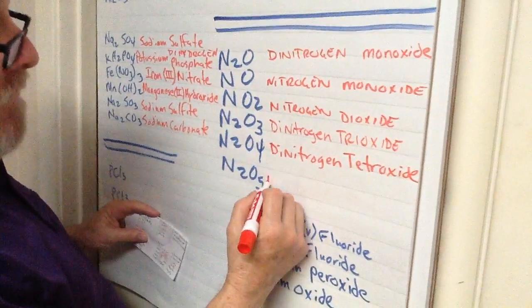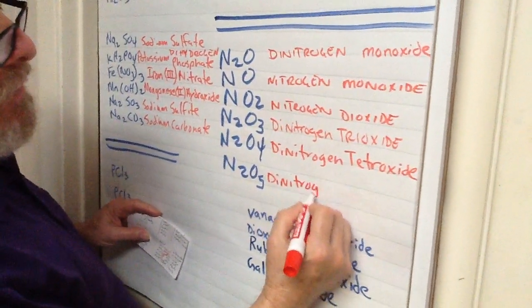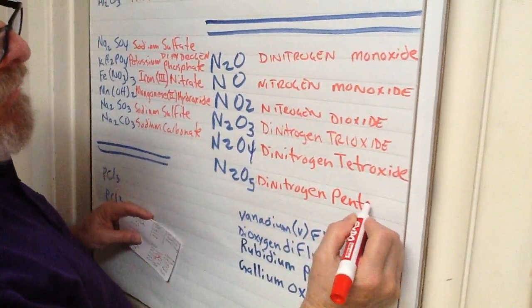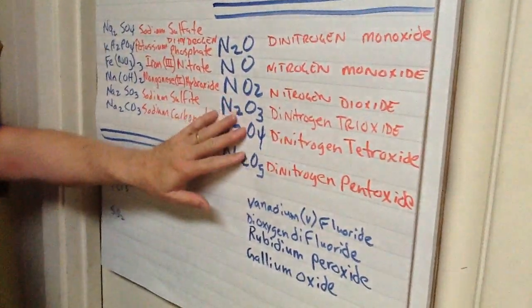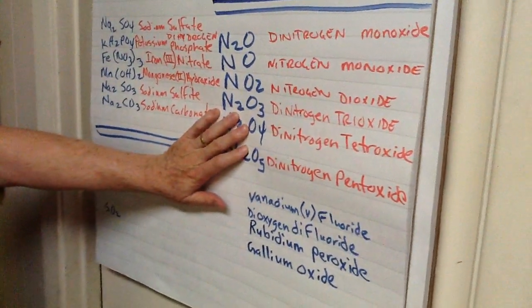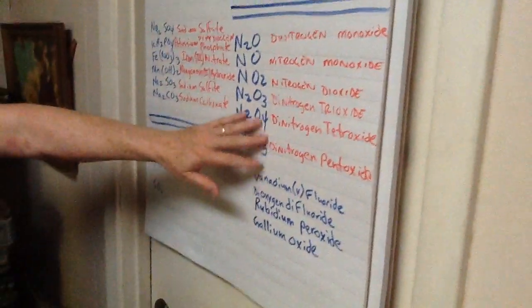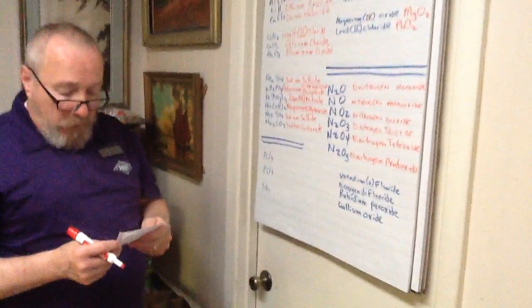And the last one is dinitrogen pentaoxide. These last three are all wonderful oxidizing agents. They help things burn. They've been used in rocket fuel. Some of them are nice, relatively stable solid compounds.